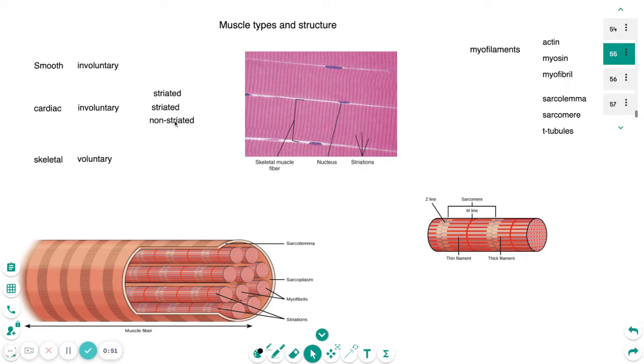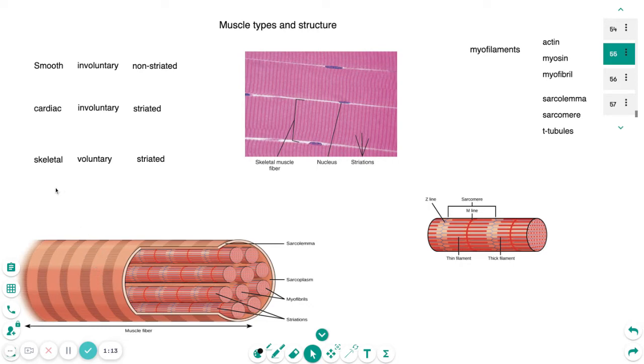And in terms of how they appear, there's two big differences. There's either non-striated, which means it's not stripy. That's why it's called smooth. And then cardiac and skeletal are both said to be striated. And this is what the striations look like. This dark and light band you're seeing here is what those striations are.